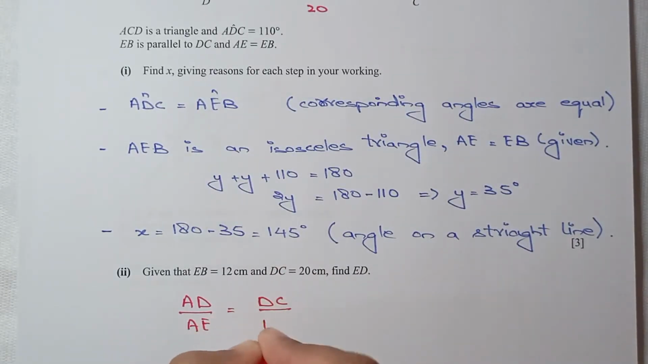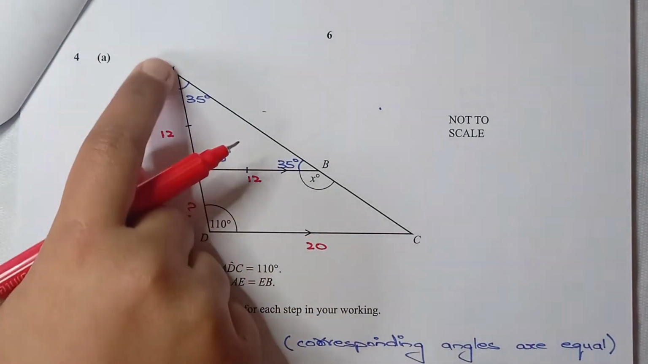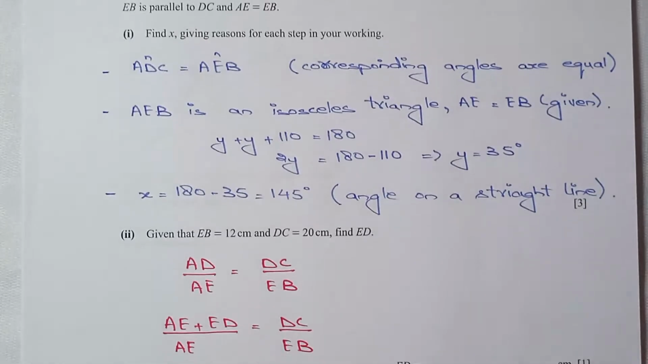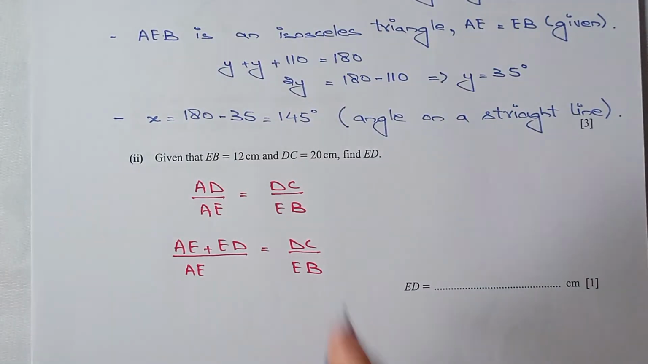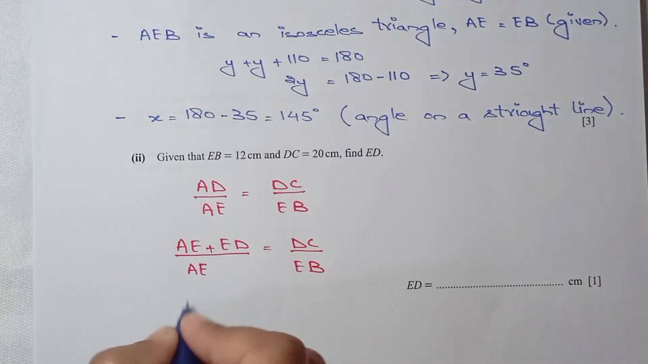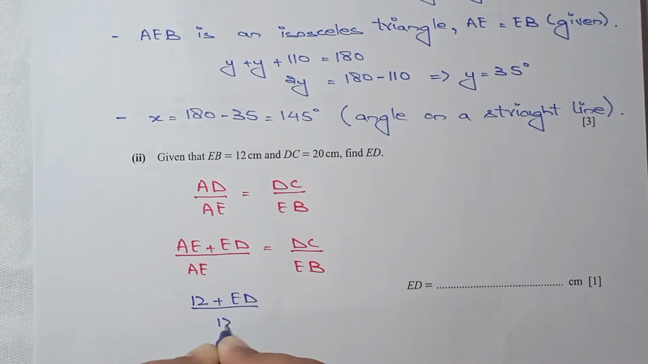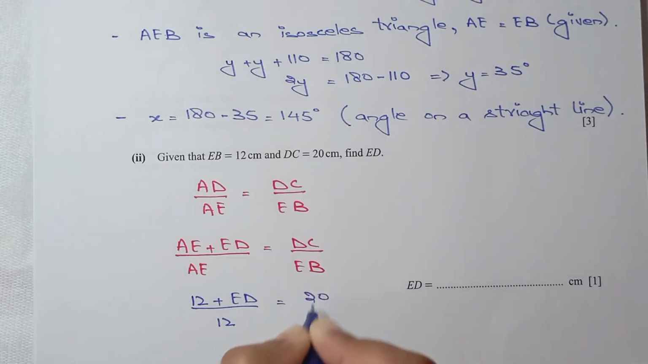DC over EB. Okay, so what is AD? AD is basically AE plus ED over AE, and then DC and EB. Okay, now let me substitute the values. So AE is 12, ED we need to find over 12, DC is 20 over 12.